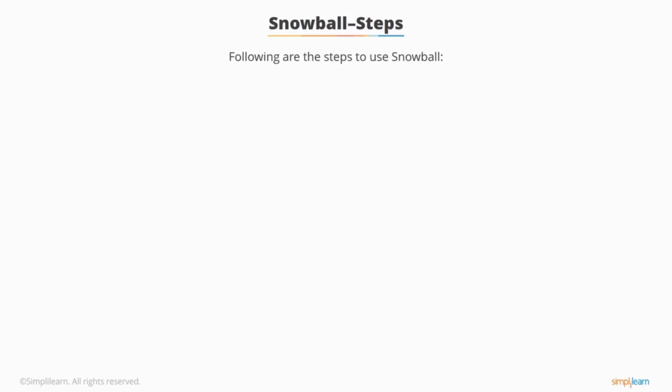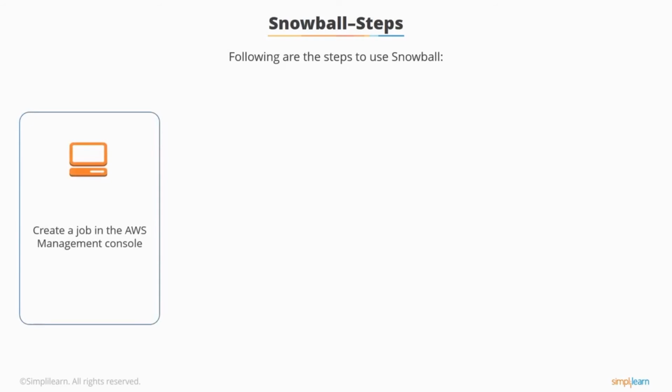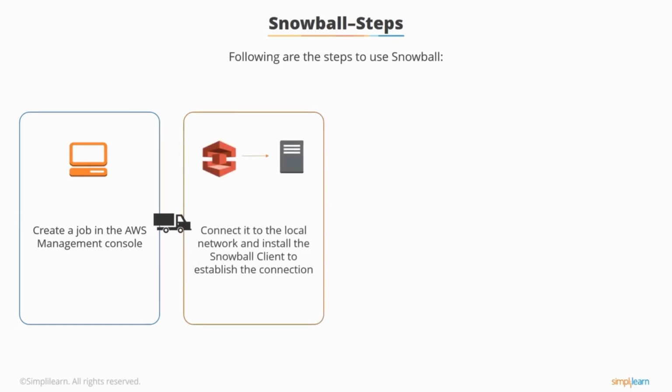So, how do we transfer large amounts of data using Snowball? The first step is to create a job in the AWS Management Console. The AWS team automatically ships the Snowball appliance to your premises. Once the appliance arrives, connect it to the local network. Install the Snowball client to establish a connection. Select the files and directories to be transferred to the appliance.